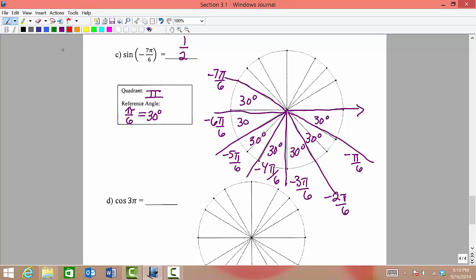What will be the degree measure equivalent to this? Well, pi over 6 we said was 30 degrees. So negative 7 pi over 6 is equivalent to negative 210 degrees. And that all adds up and is consistent with what we know about negative 210 degrees. So is sine positive or negative in quadrant 2? The answer is positive. So the sine of negative 7 pi over 6 would be positive 1/2.